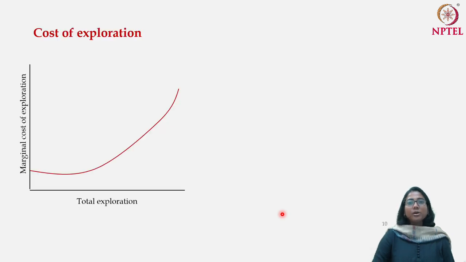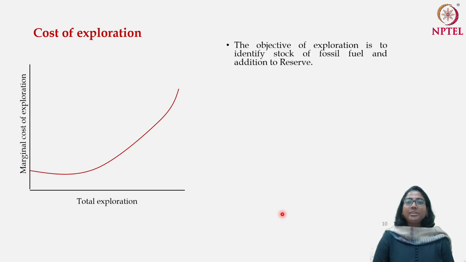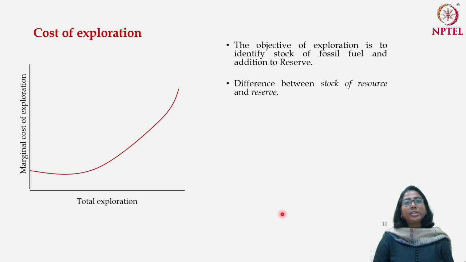So starting with the cost of exploration. That is the first stage of the production of fossil fuel. So what is exploration? The objective of the exploration is to identify the stock of fossil fuel and to add it to the reserve. Now here you see there are two things that we are talking about. One is a stock of resource and the other is the reserve.